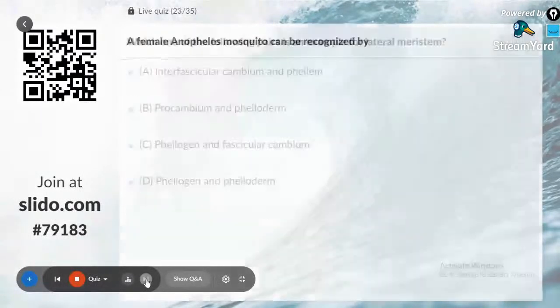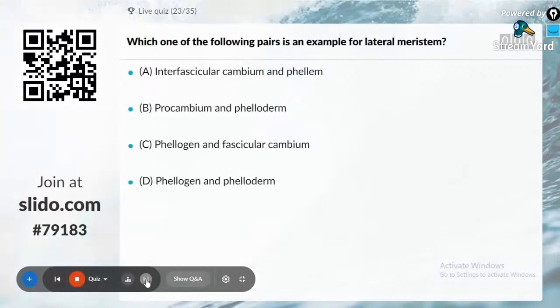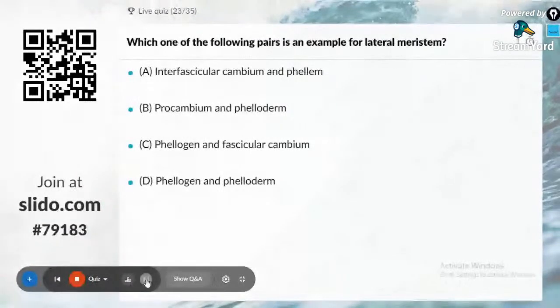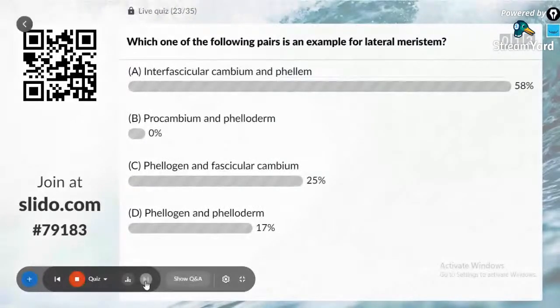Easy question again. Which one of the following pairs is an example of lateral meristem? Interfascicular cambium and phellum, procambium and phelloderm, phellogen and fascicular cambium, phellogen and phelloderm. The answer is phellogen and fascicular cambium. Next one on the screen.